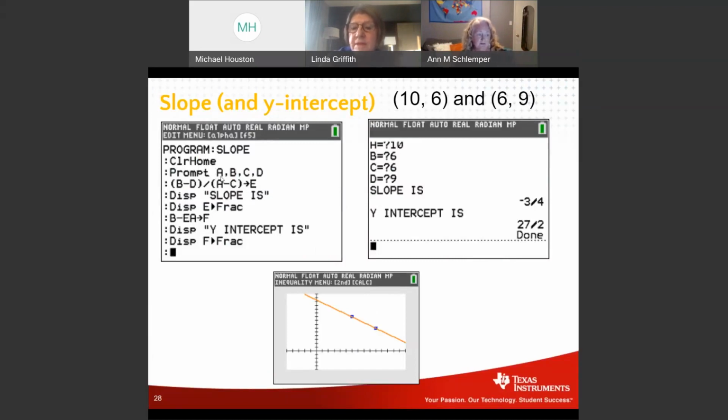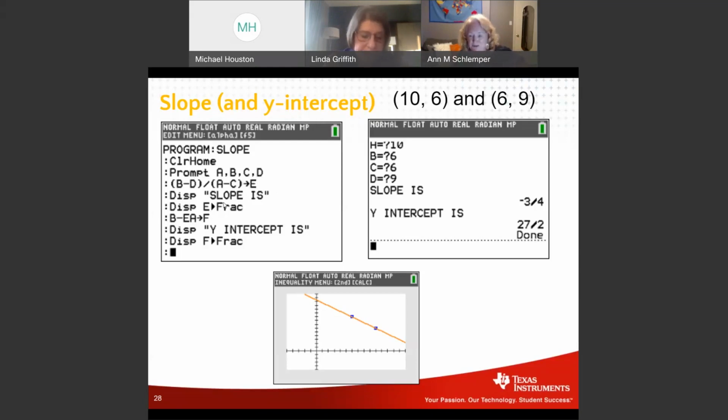So this is the program we wrote, and you could use any letters you want. Again, I don't like using X and Y, and so I just used A, B, C, and D. So this would be one ordered pair, A, B, and this would be the other ordered pair, C, D. Clear home is a nice thing to put in your programs. I don't always put it in there because you see me clearing all the time. I like to have my screen clear when I do things.